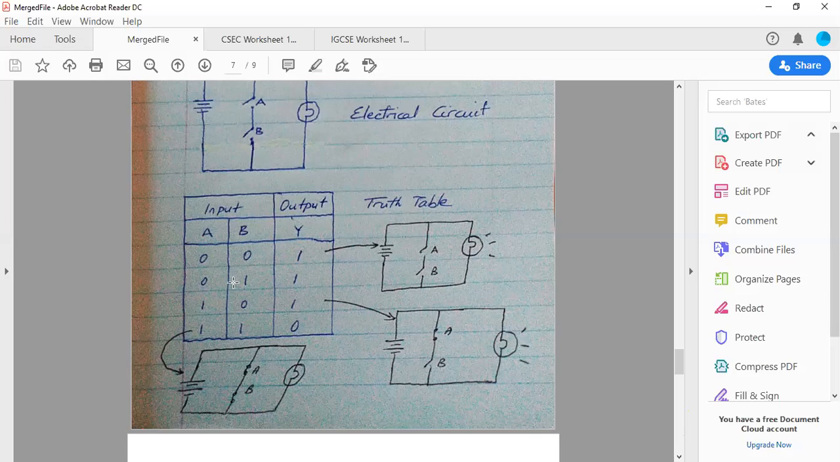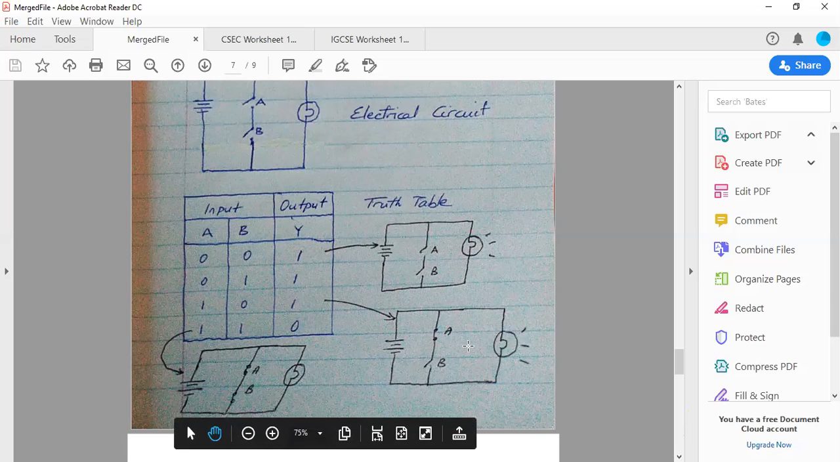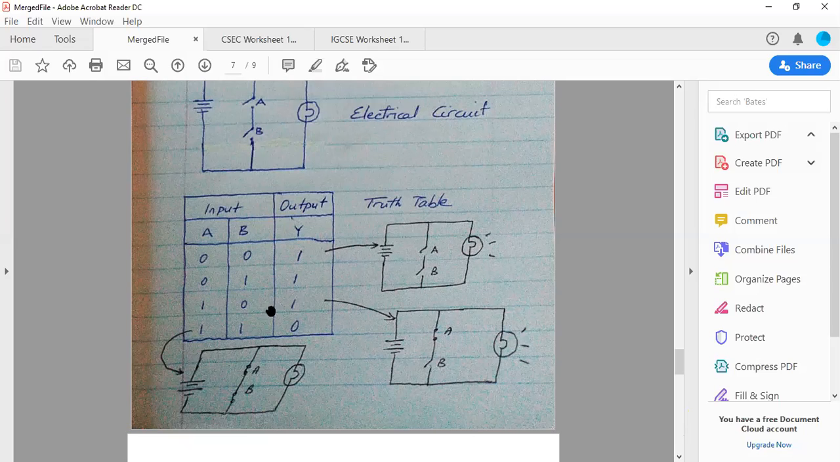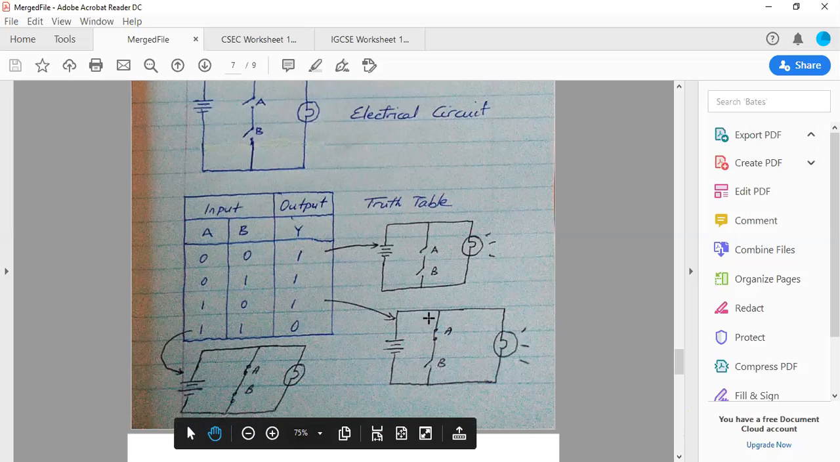If A is 0 and B is 1, so we say A is 0. Well, actually I have it the wrong way round. A is 1 and B is 0. So A is closed, B is open. So current will flow, because there is no way for the current to flow through here, it goes directly to the lamp and causes the bulb to light again. So you get a condition of 1, the bulb lights.